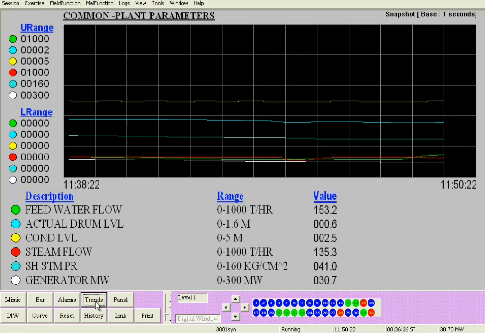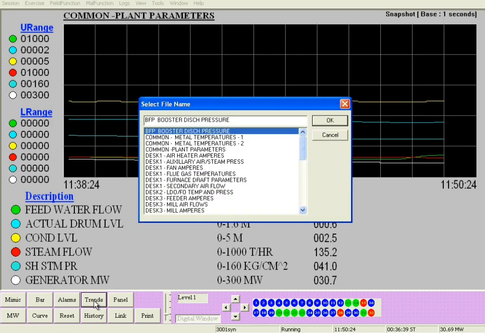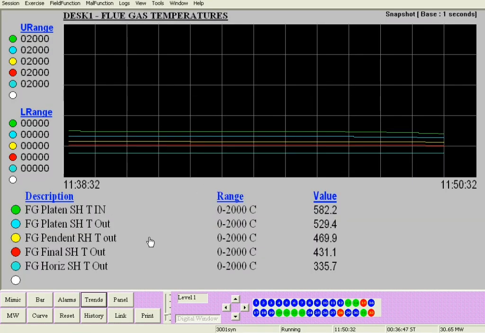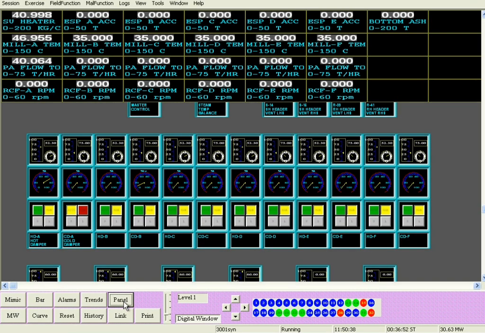At the same time, we will be going through the normal parameters, whether the drum level is normal or not, that we check. Then the flue gas temperatures, because we have not yet taken the coal feeder into service, and that's why the temperatures will be normal, just like when all the guns were being fired.